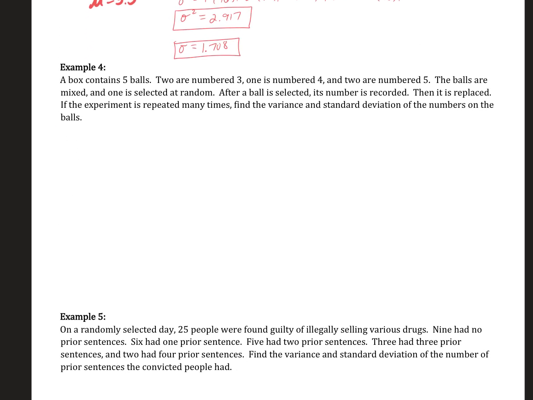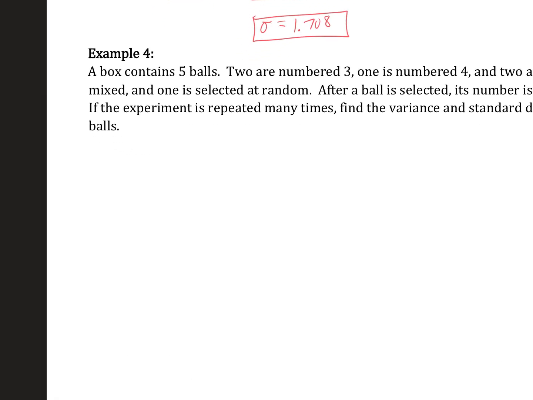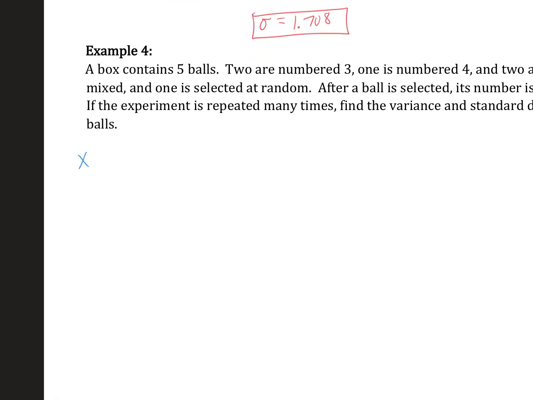So first thing I'm going to do is create my table of values. I have X, I have the frequency, and then I have the probability. By the way, if you're doing this on a quiz or test, if you skip the frequency row and just use X and P of X, that's okay. I don't care.